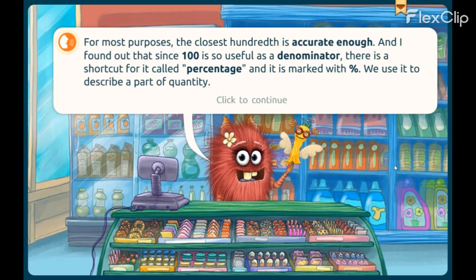For most purposes, the closest hundredth is close enough. And I found out that since 100 is so useful as a denominator, there is a shortcut for it called percentage. It even has a special sign. We use it to describe a part of a quantity, always compared to 100 that is sitting in our denominator part.